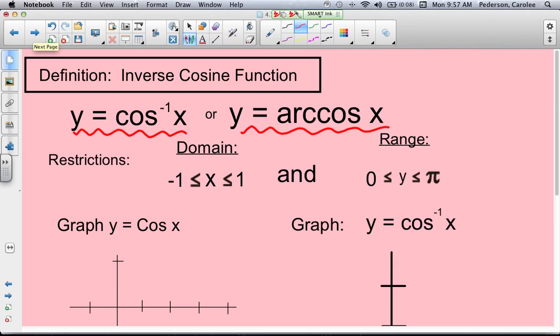Notice the range is a little bit different. The restrictions on the domain are still the same as the sine inverse function. It's -1 to 1. But now my range of angles are going to only happen in the first and the second quadrant.